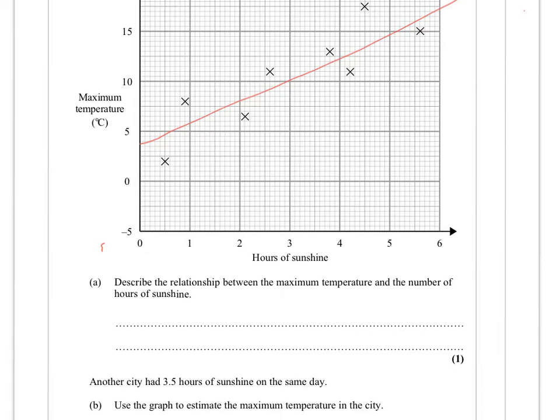So we describe that as a positive correlation. But if you decide to write a sentence saying as the hours of sunshine increase, so does the maximum temperature, you'll probably get 1 mark. But let's just get in the habit of recognising that if the line is diagonally going upwards from left to right, it's a positive correlation. If it's going downwards from left to right, it's a negative correlation. And if there wasn't a clear way of drawing a line of best fit, we say no correlation.